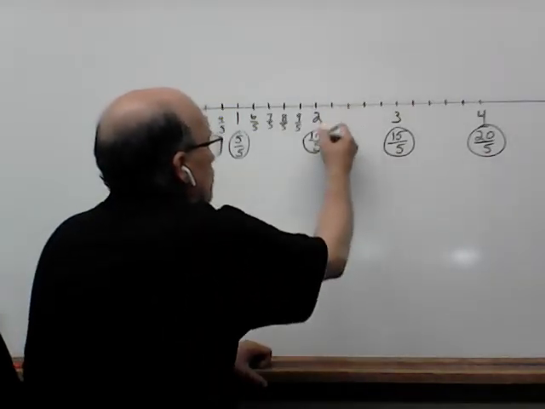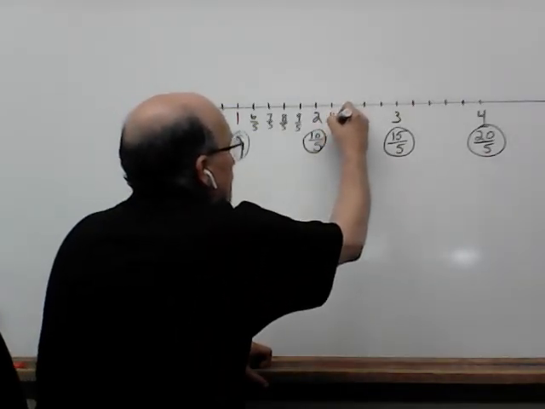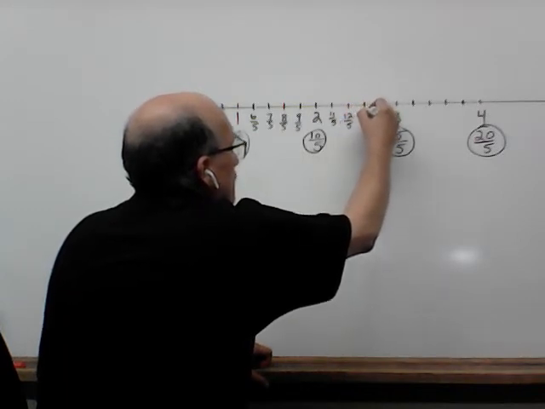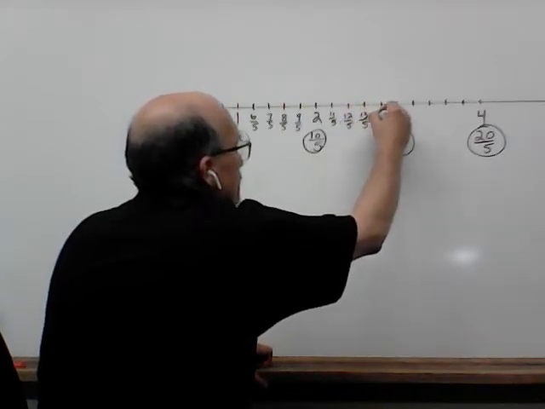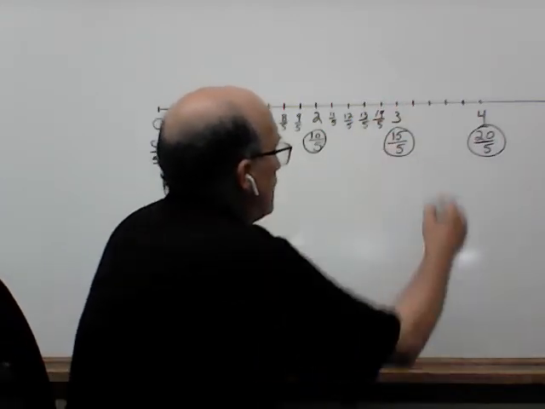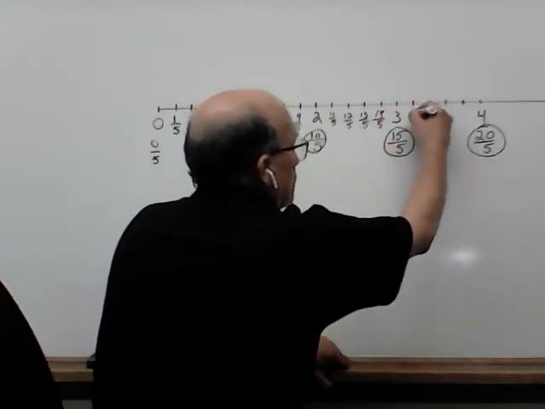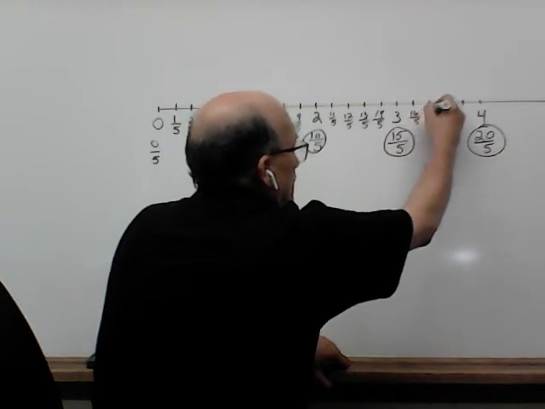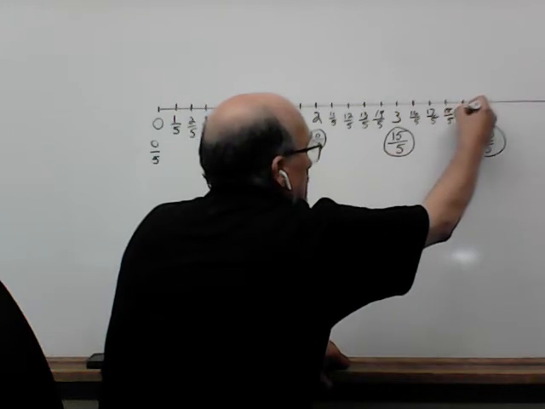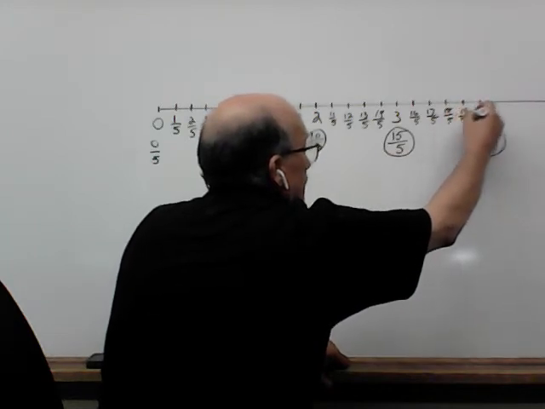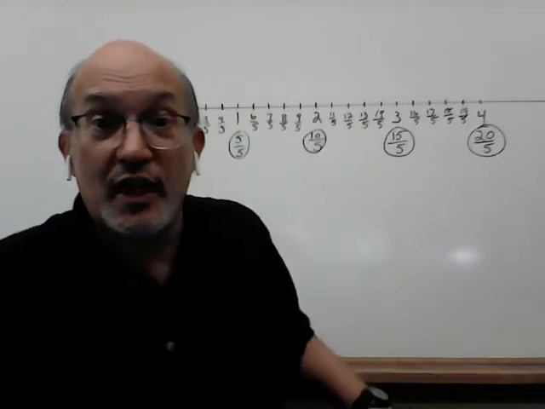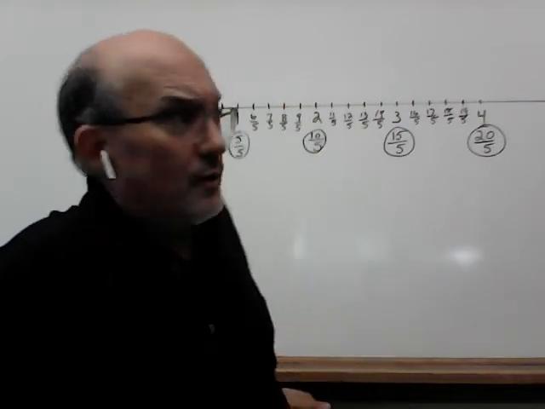Let me fill in the rest of them. After the whole number 2, which is 10/5, comes 11/5, 12/5, 13/5, 14/5. Then the whole number 3 is 15/5. The next fifth after 3 is 16/5, 17/5, 18/5, 19/5, and then 20/5, which is exactly the same as the whole number 4.